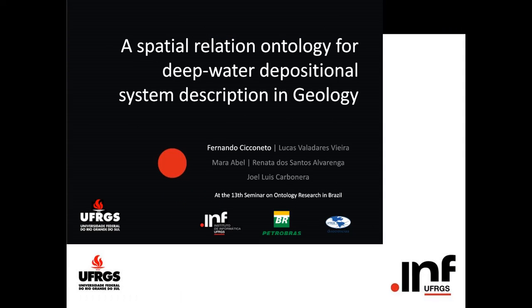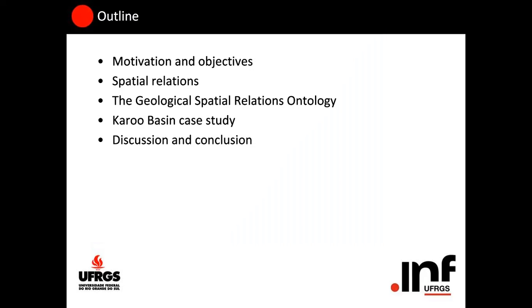I'm from the Federal University of Rio Grande do Sul, and this is the work "A Spatial Relation Ontology for Deep Water Depositional System Description in Geology." We'll talk about the motivation and objectives of this work, the spatial relations that we reviewed here, the geological spatial relations ontology, the Karoo Basin case study, and then we will discuss and conclude this work.